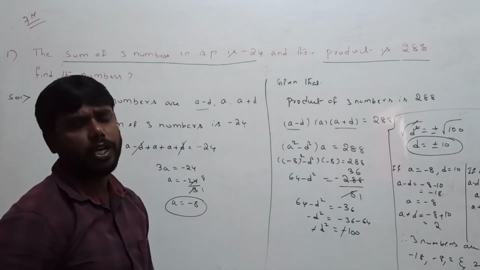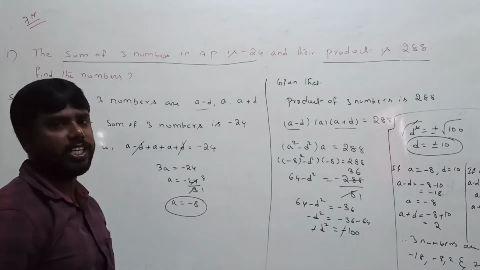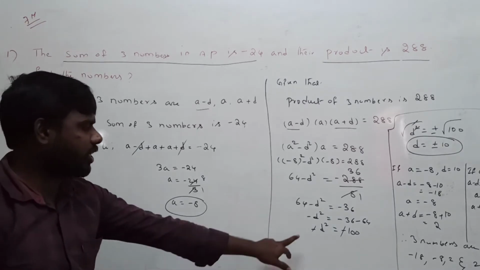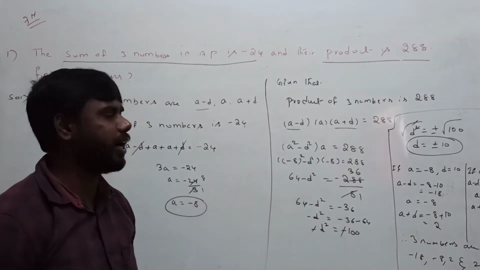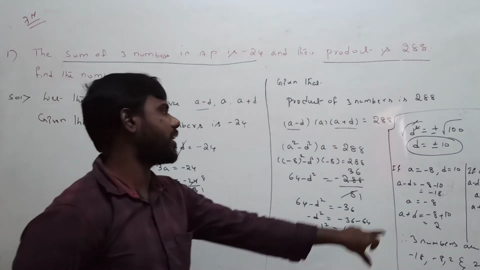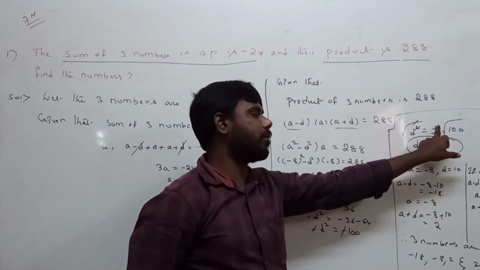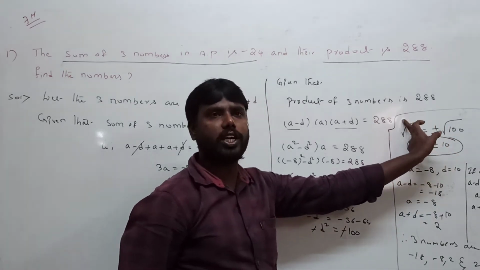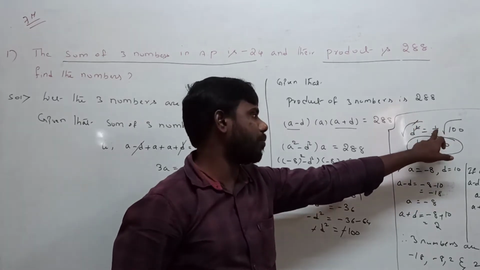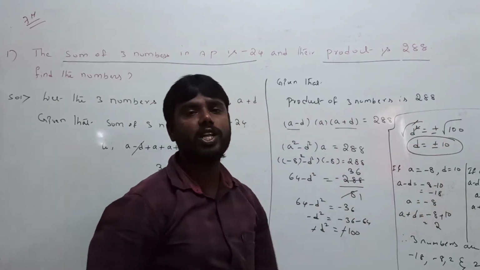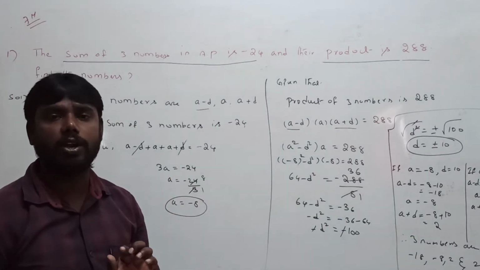If you want the d value, plus 64 we take to the right-hand side. Minus 36 minus 64 is minus 100. Both sides negative get cancelled. We get d square is equal to 100. Finally, if you want the d value, we take the square root on both sides. When taking the square root, you can mention plus or minus, because this is a quadratic equation and definitely two root values we get. That's why we take plus or minus. How many values of d are you getting? Plus or minus 10. One is plus 10, another one is minus 10.